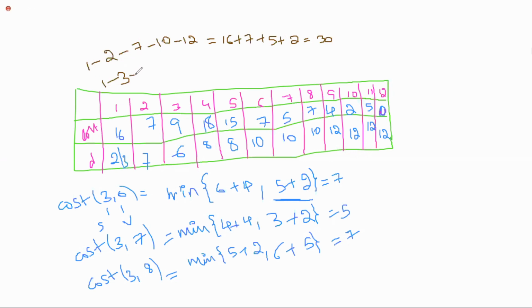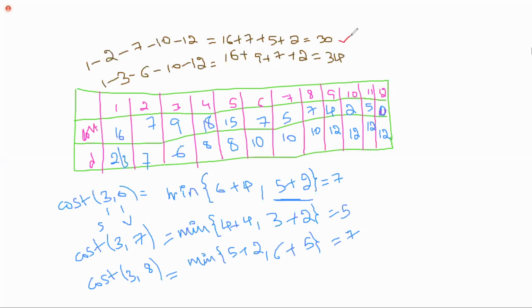If you follow 1 to 3, what is the cost we'll get? After 3, where can you reach? 6. From 6, where can you reach? 10. From 10, where can you reach? 12. For 1, 2, 3 the cost is the same, that's why we moved both ways. 16 plus 3 to 6, which is 9, plus 6 to 10, which is 7, plus 10 to 12 is 2: 16 plus 9, 25, 25 plus 7, 32, 32 plus 2, 34. Between 30 and 34, which one is the minimum one?